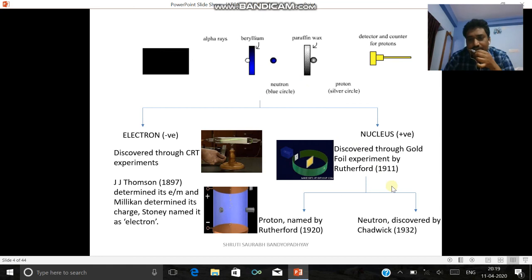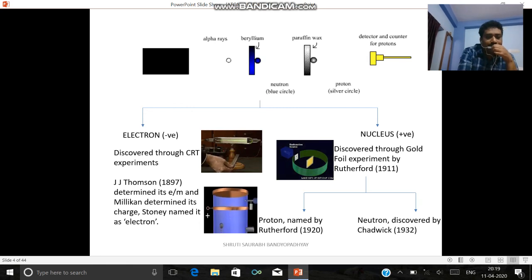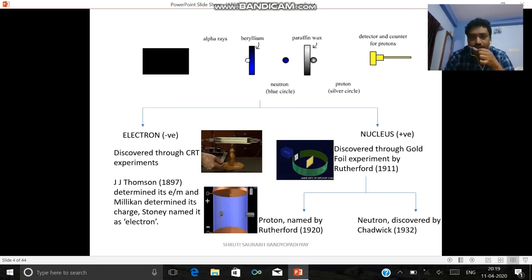Thus the existence of three basic particles of atom were proved by 19th century scientists. Okay, so we will see more in the next video.